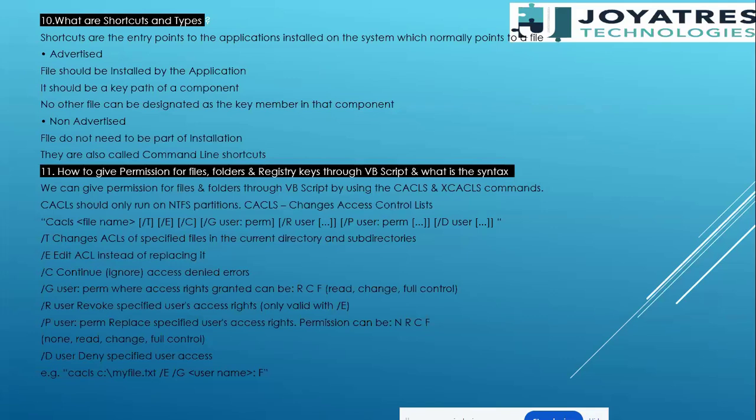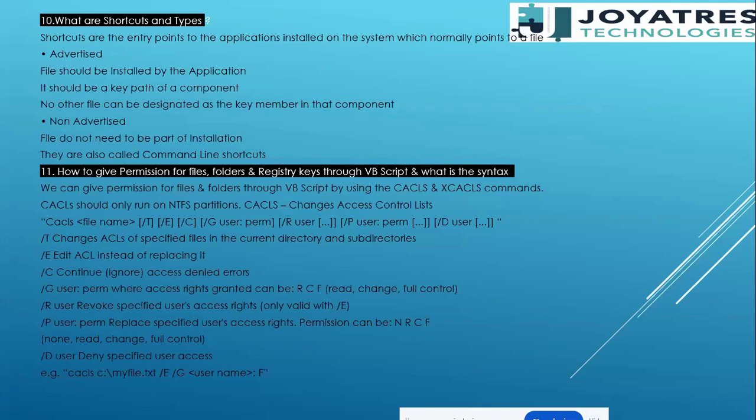F stands for full control. So let's see the parameters. First is /T, which changes ACL of specified files in the current directory and subdirectories. So whatever the access is in the current folder and the files existing in that folder, it is going to change that permission. /E is going to edit the control instead of replacing. It won't replace, it is going to just edit the permission.